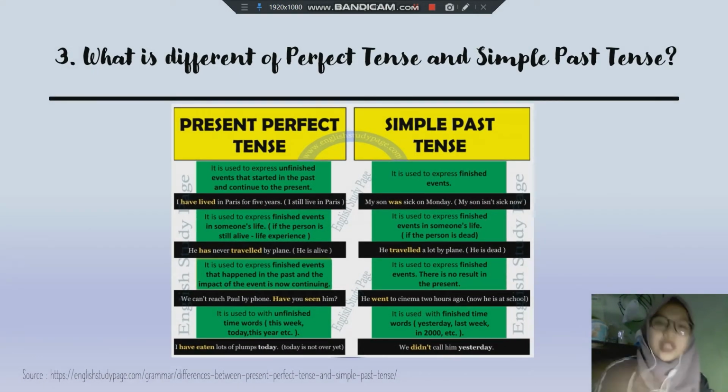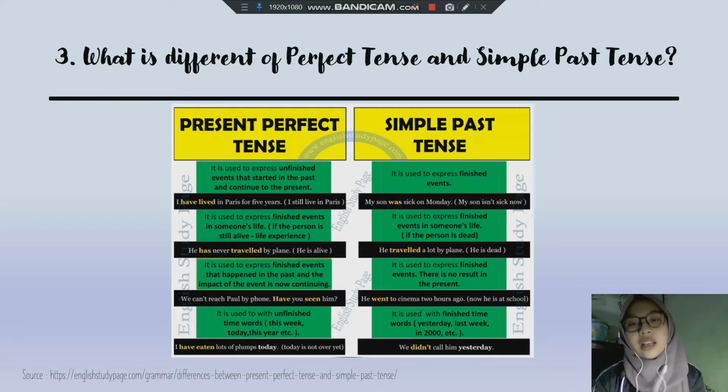Number 3. What is the difference between present perfect tense and simple past tense? First, present perfect tense. It is used to express an unfinished event that started in the past and continues to the present. For example, I have lived in Paris for 5 years. The meaning is I still live in Paris.